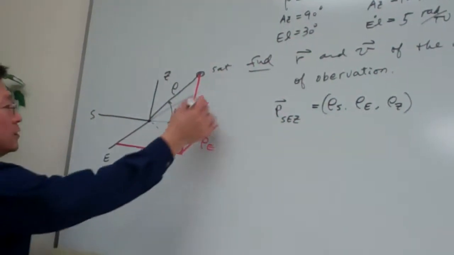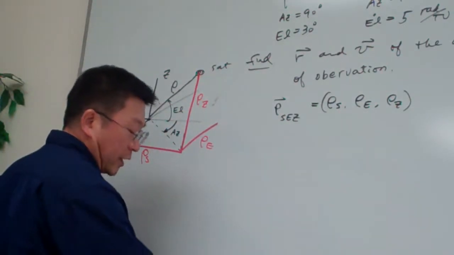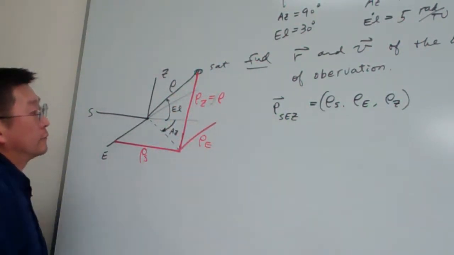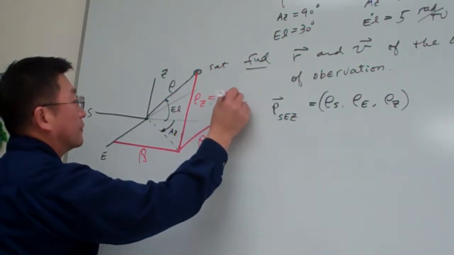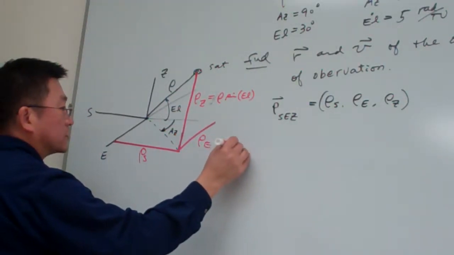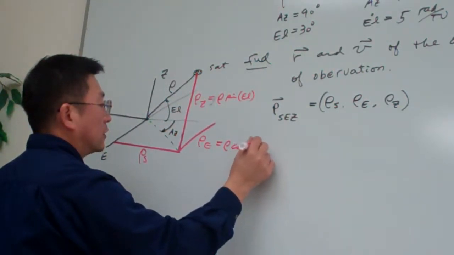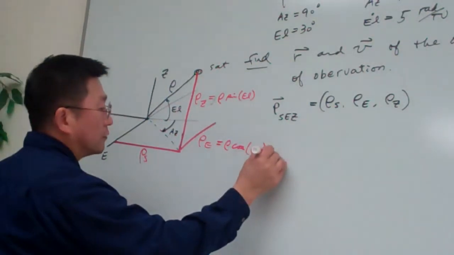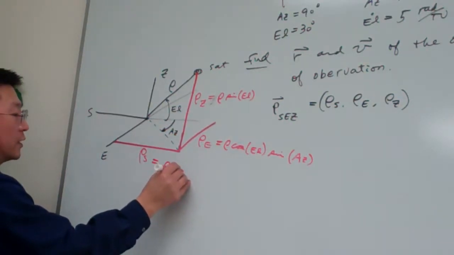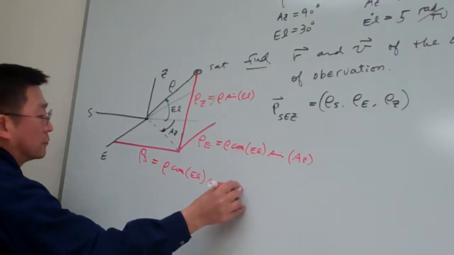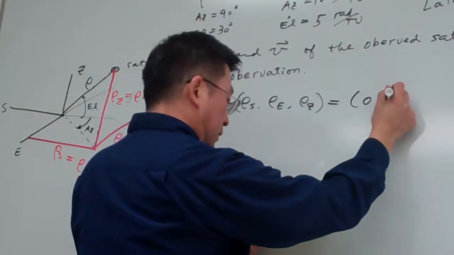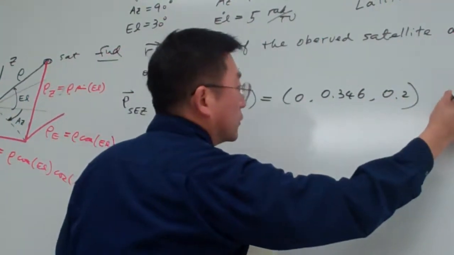By looking at this graph, basically you can see this one is equal to, again from the lecture notes a couple days ago, and if you flip over, you should be able to see this is rho sine EL, right? And this one is rho cosine EL sine AZ, and this one is rho cosine EL cosine AZ. Okay, so keep those calculations. So here we have 0.346 and 0.2, and the unit is DU.